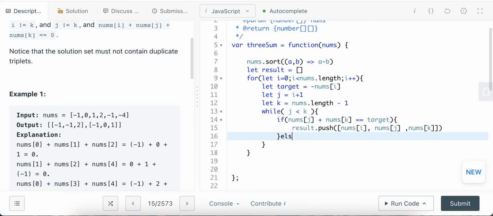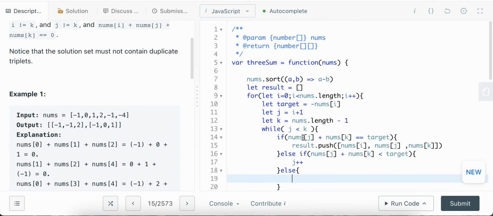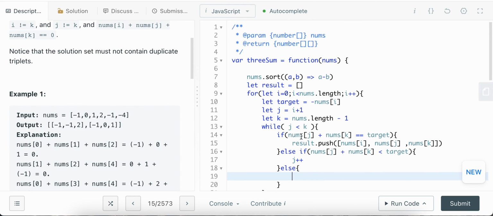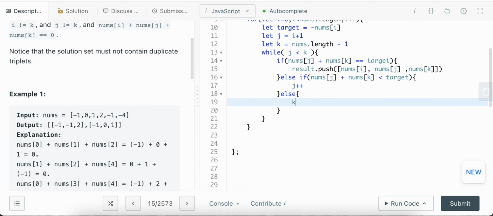Okay, what if my nums[j] plus nums[k] is actually less than target? What do I need to do in this case? In this case, I just need to increase my j pointer, right? And what is the other case? The other case is that my nums[j] plus nums[k] will actually be greater than target. In that case, I need to decrease my k. Okay, makes sense.